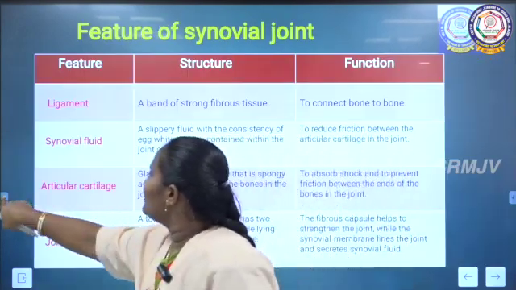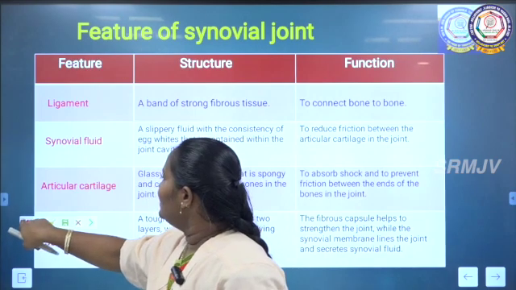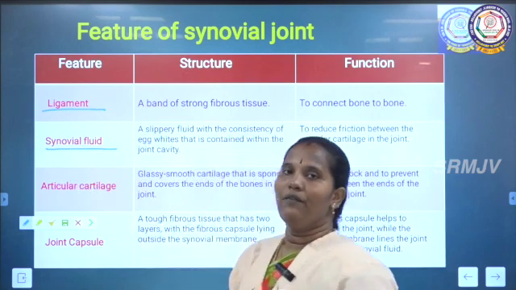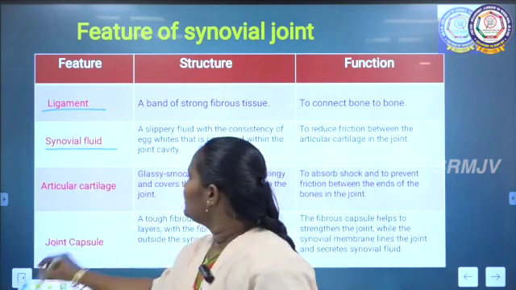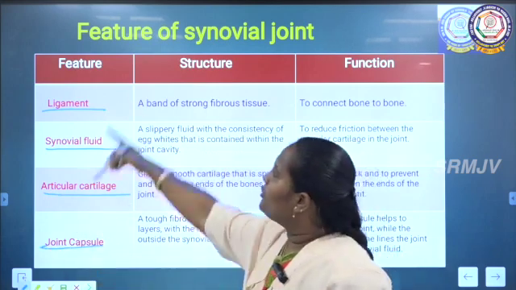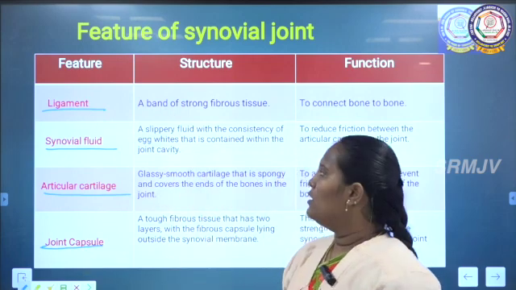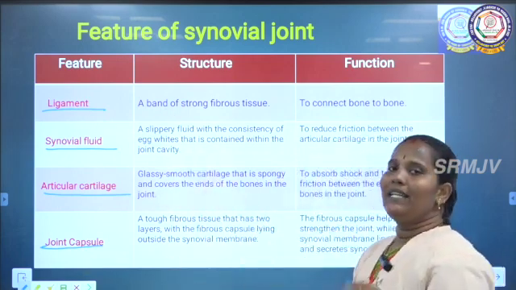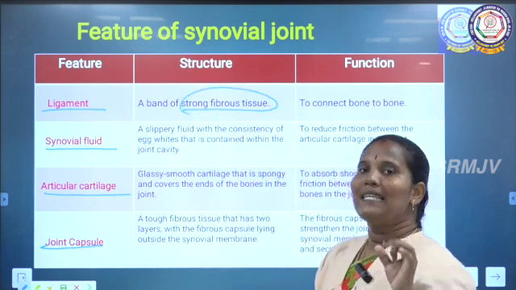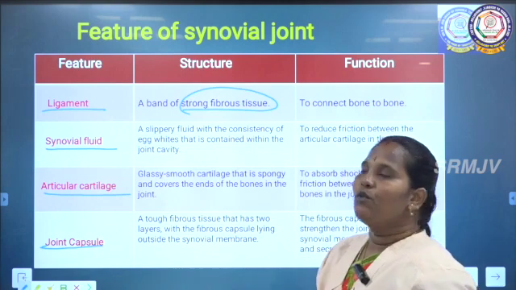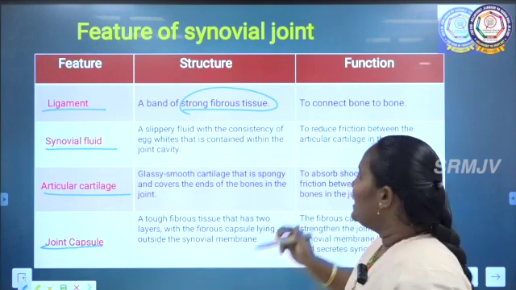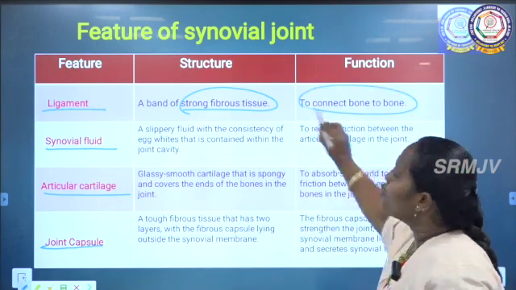This is the features of the synovial joints. What are they? See here. First is the ligaments, another is synovial fluid, the third is articular cartilage, and then the joint capsule. These are the four features of the synovial joint. What is the ligament? A ligament is a strong fibrous tissue. What is the use of these ligaments? It makes a joint in between the two bones. It can make a connection between two bones.